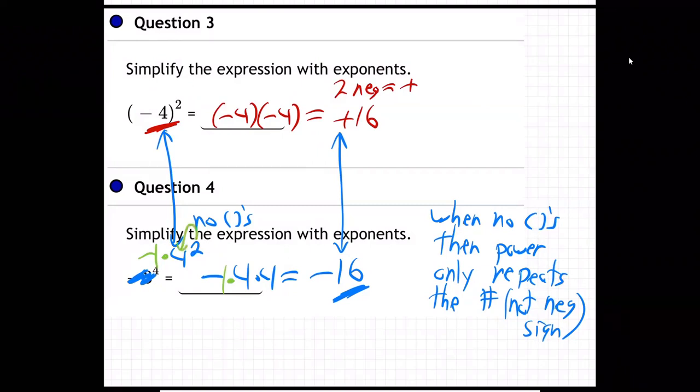And the 2 power is only on the 4, unless parentheses extend its influence to be on the whole -4. Then you get 2 negatives and your answer is positive. There we go.